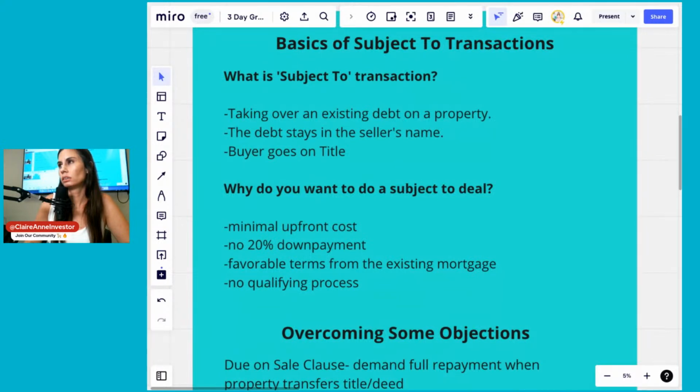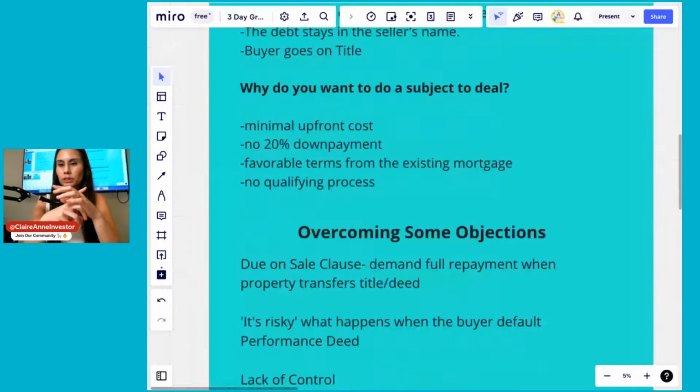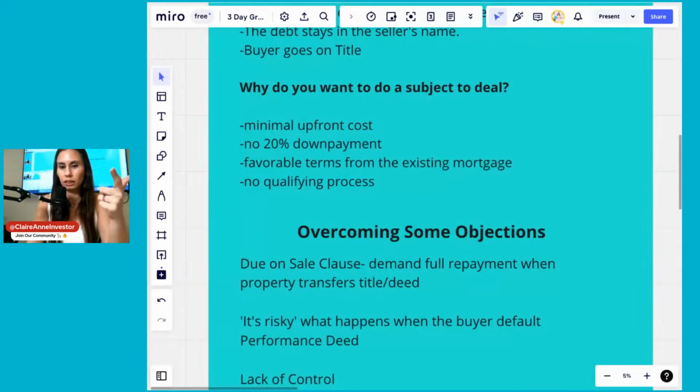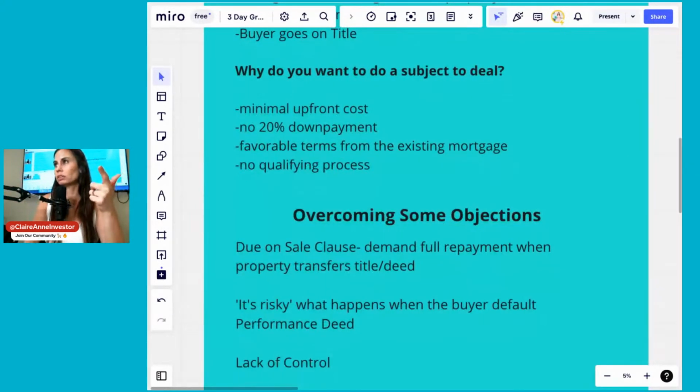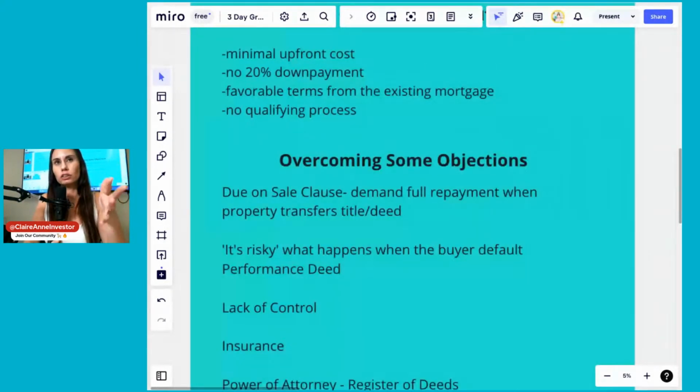Okay, so let's go through the objections then. You know that you're taking over a debt. You know that the buyer goes on title. The reason why we do subject to is all that stuff. The main objection that I have been getting is the due on sale clause. The due on sale clause basically says you changed over the title, and now we're going to call the entire note due. So if it's a $300,000 mortgage, they're going to call the entire note. How do you overcome that?